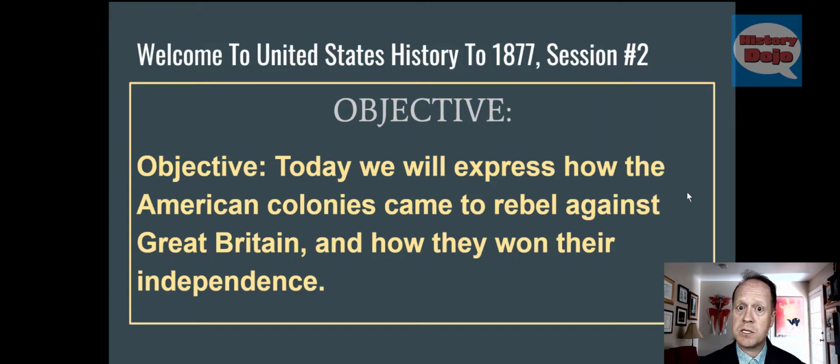The objective for today's session is that we will express how the American colonies came to rebel against Great Britain and how they won their independence. So that's our objective for today. And at the end of this, it would be a good test or a good challenge to see if you could write out or express your own understanding of that objective.